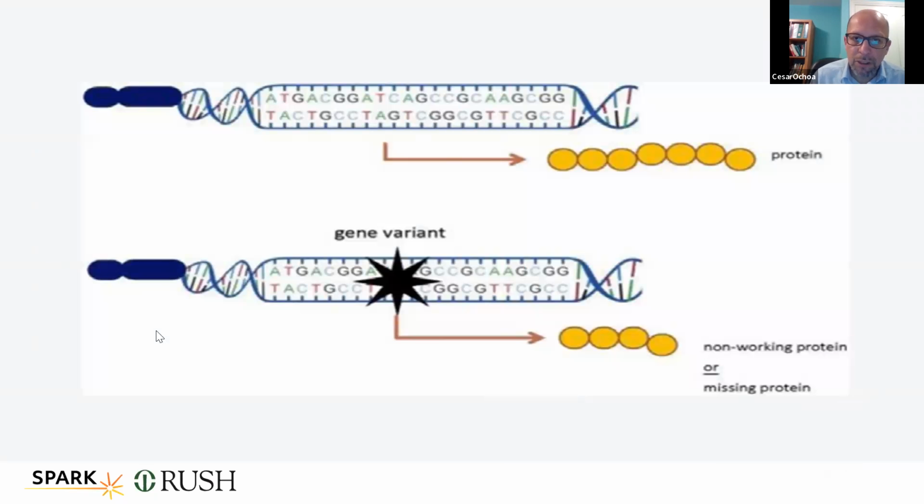Here's a gene that is unaffected and is coding for a protein, and the protein is working and doing its job. But what we are looking for is genetic variants. When there's a genetic variant that is significant, there's something in the code that is not quite right, and so the protein that is produced is going to be non-working, or it's just going to be missing. Those are the genetic variants that we're looking for that could explain some cases of autism.